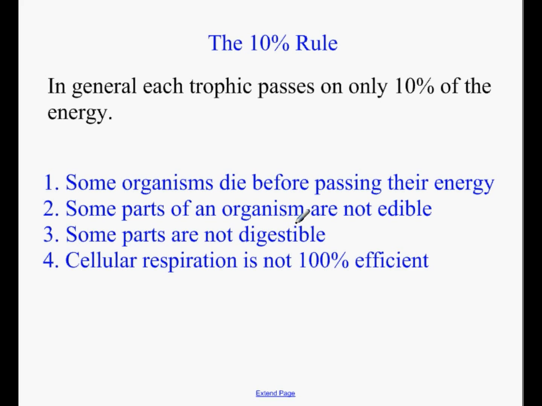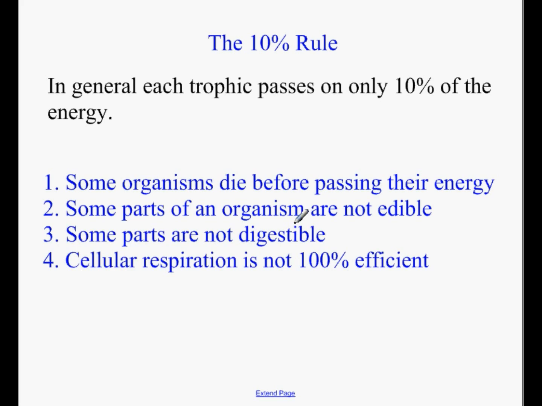I mean, that's going to happen. Some organisms, or parts of the organisms, are not edible. So if a crocodile, for example, eats a deer, it can eat the meat and so forth, but it probably doesn't process the bones and the hoofs and all that sort of stuff. So some parts are not edible, some are not digestible. And that happens for us.